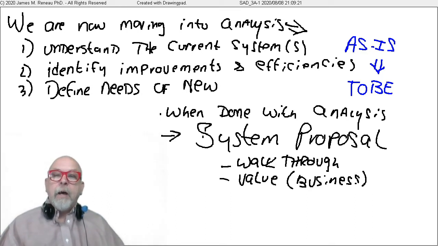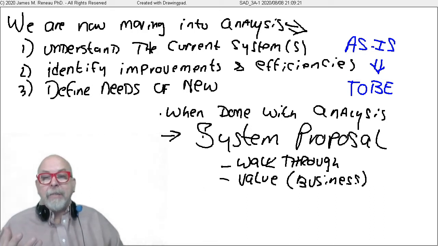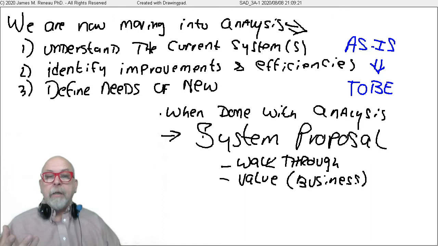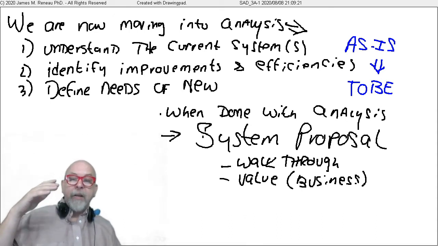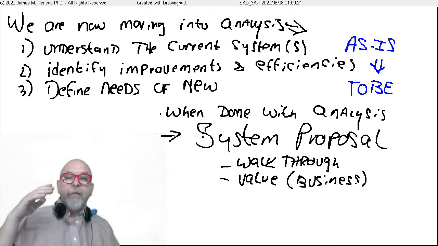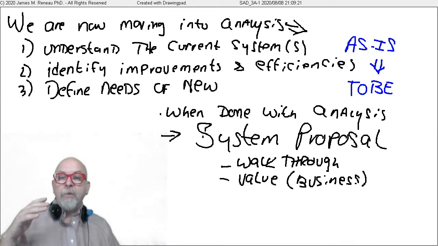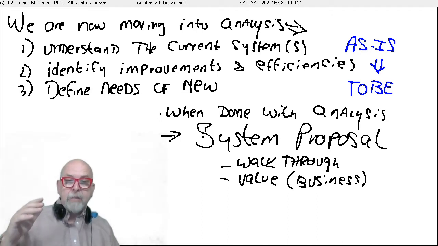You need to identify improvements and efficiencies. Why are we creating this new system? Why is the as-is system not sufficient? What do we need to add to it? What does the future hold? And then by understanding the current system and identifying all those improvements, we can define the needs of our to-be system, our new system. So that's what we're going to be doing in the analysis phase.